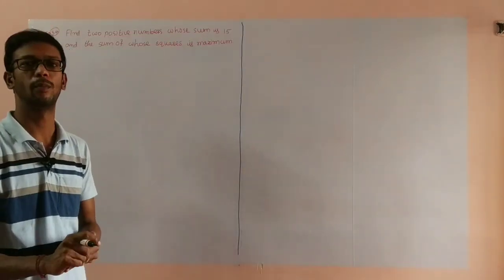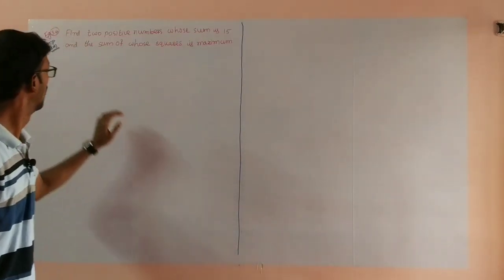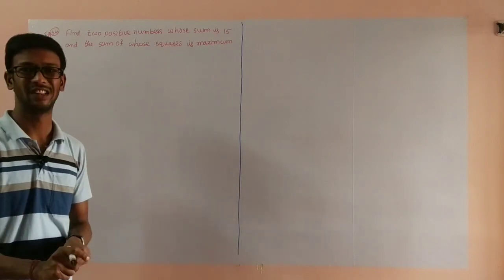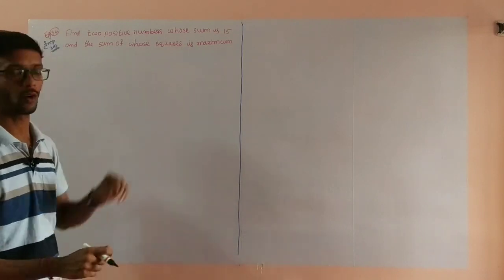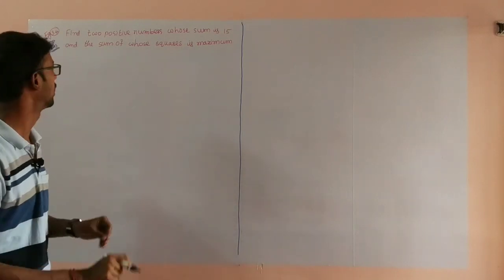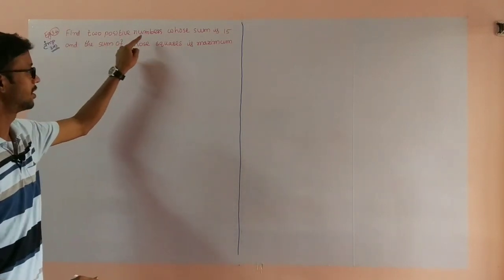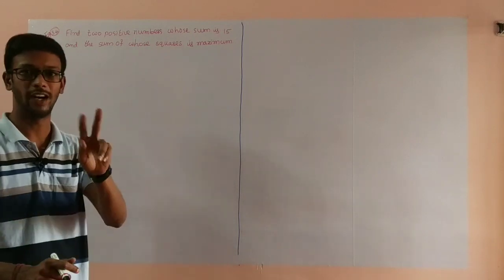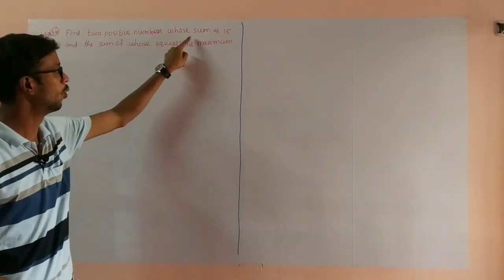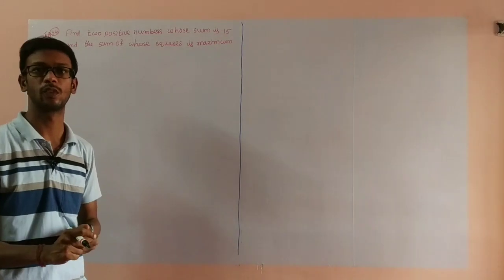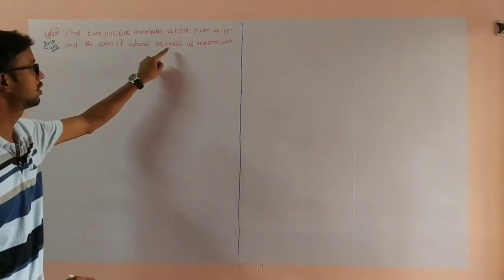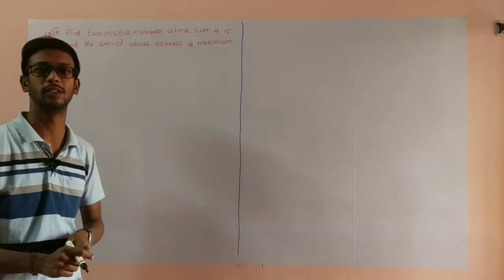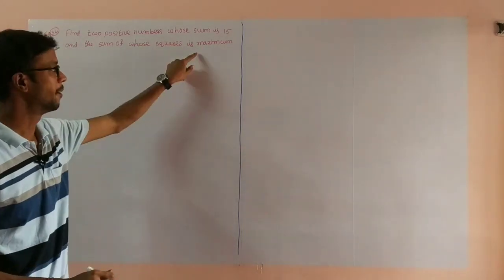Now onwards, important 3 marks questions. Example 34. Theory question they asked for 3 marks. Question reading is very very important here. Find the two positive numbers whose sum is 15 and the sum of whose squares is maximum.